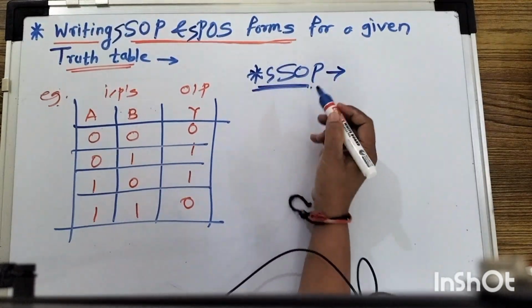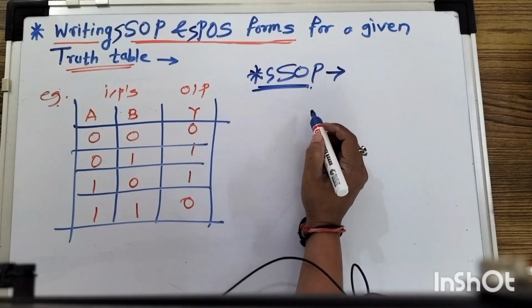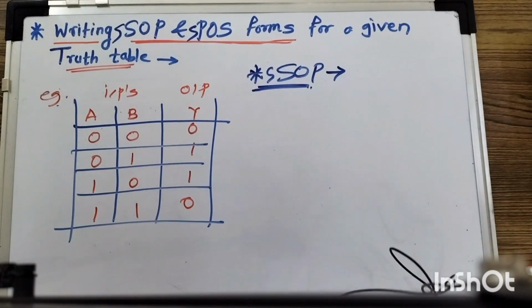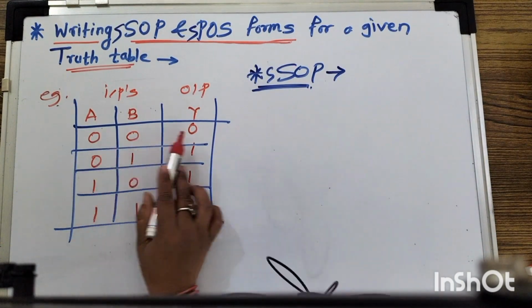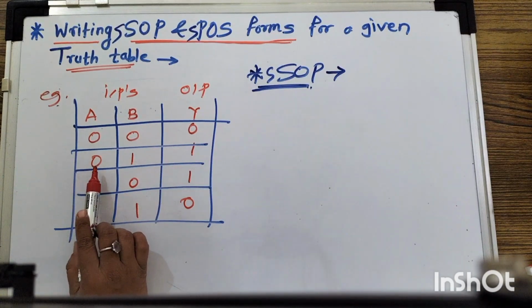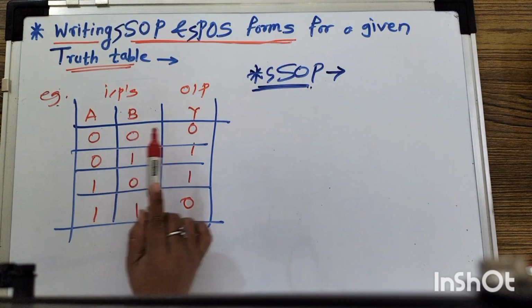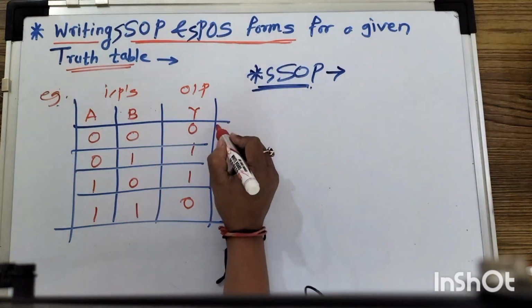So for this, what is the process? We have just seen that the first step is to select the combinations for which our output is 1. So see in the truth table and find those combinations for which the output is 1. See here, for the first combination the output is 0, so no need to consider it.